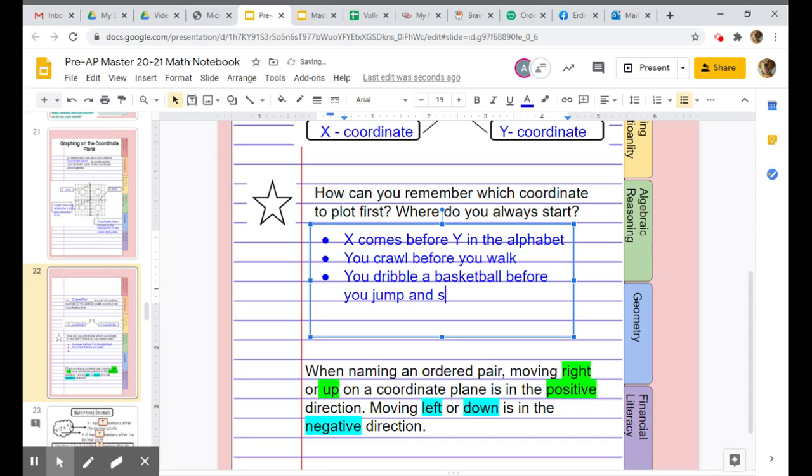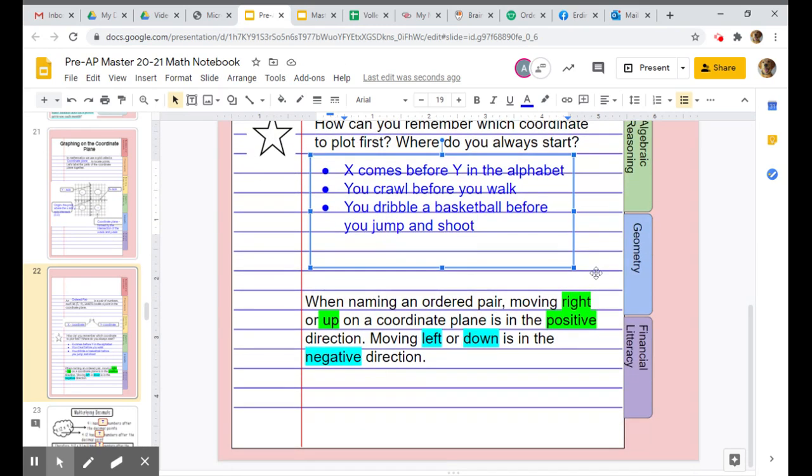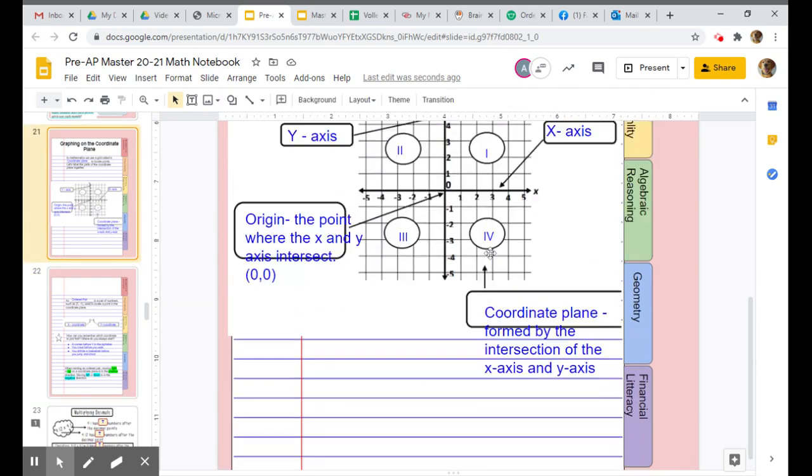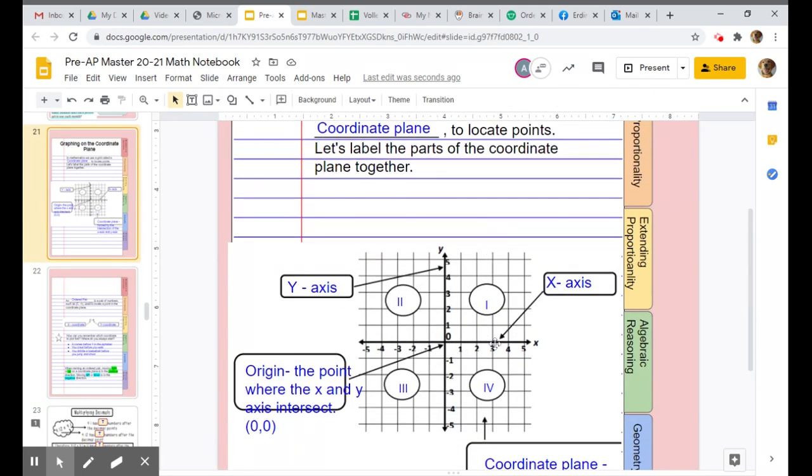These are just a couple ways for you guys to remember that the x coordinate always goes before the y coordinate. When you are naming an ordered pair, moving right or moving up on the coordinate plane is moving in the positive direction, and moving left or moving down is in the negative direction. So if you look here, there's all the numbers. To the right and up is all the positive numbers. To the left and down is all of the negative numbers.